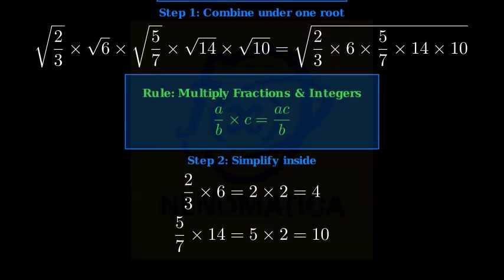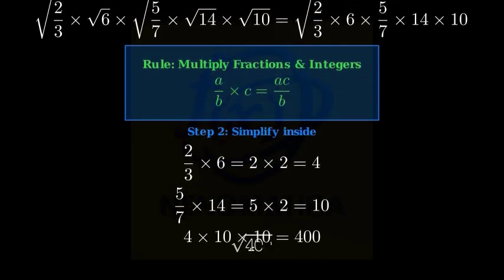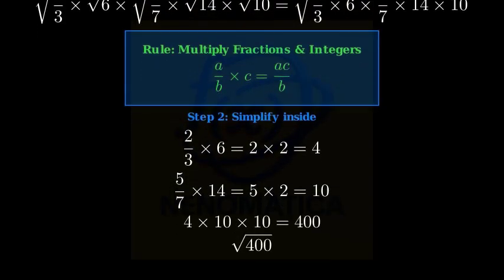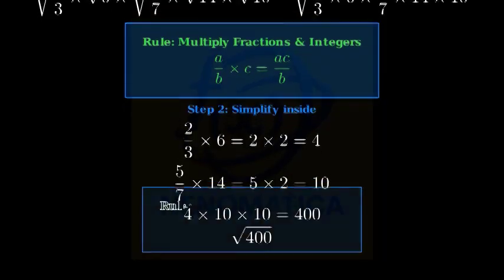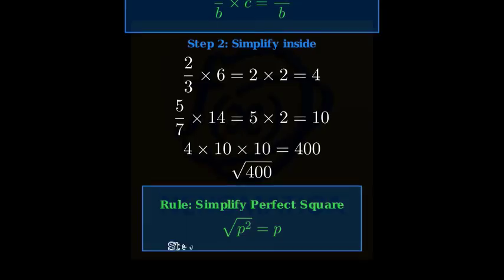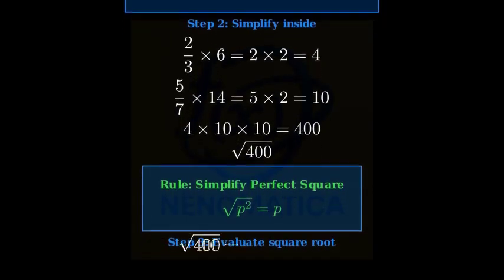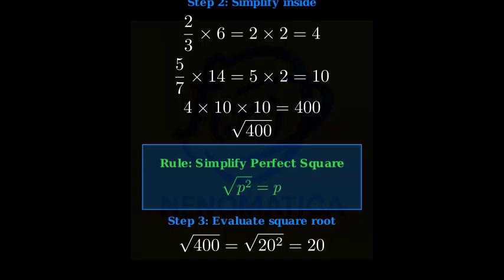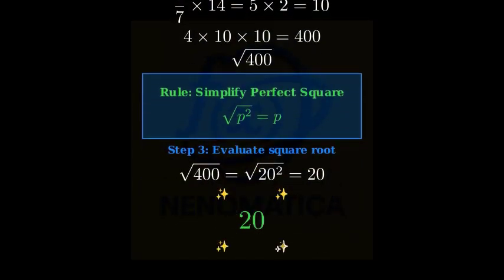And finally, we multiply all the numbers together. 4 times 10 equals 400. So we have the square root of 400. For our final step, we simplify the radical by extracting the perfect square. We know that the square root of a perfect square equals the number itself. Since 400 equals 20 squared, the square root of 400 equals 20. So our final answer is 20.